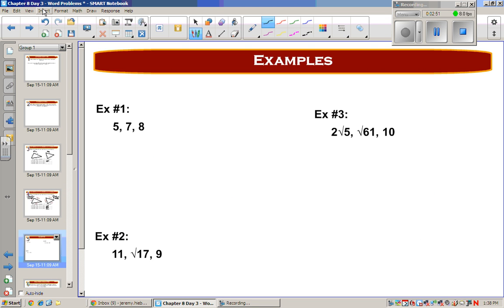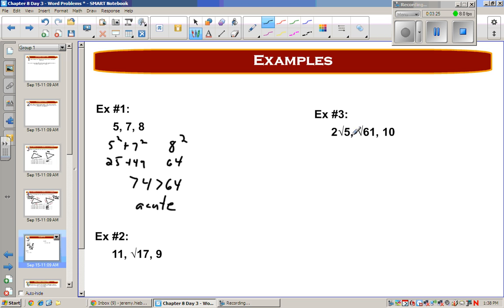So these are some examples for you to try. What you have to do is take the two smallest sides. In this case, 5 and 7 are the two smallest. So we'll say 5 squared and 7 squared and see how that relates to 8 squared. We have 25 plus 49 and 64. 25 plus 49 is 74. Since 74 is bigger than 64, this isn't big enough, so this will be an acute triangle.